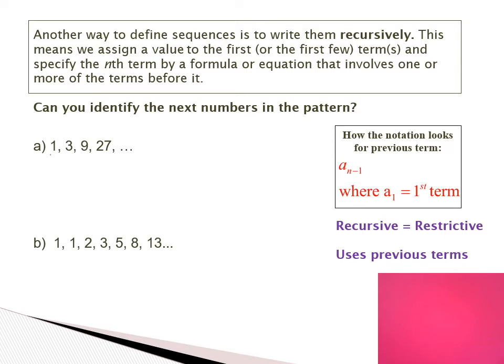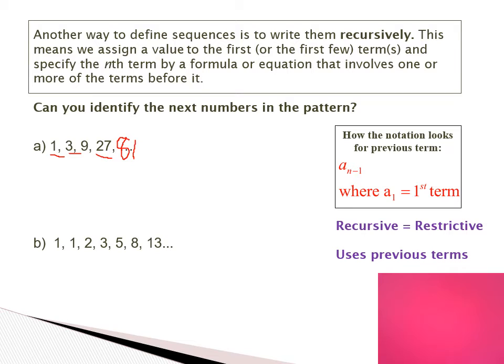So in this first one, it goes 1, 3, 9, 27. If we wanted to know the next term, it looks like we're taking 27 and multiplying it by 3, which will be 81, and then so on. So we're taking the previous term. If I wanted to know the next term and I was a math whiz, I would take 81 times 3 and get the next term in the pattern, but I have to know the previous one.